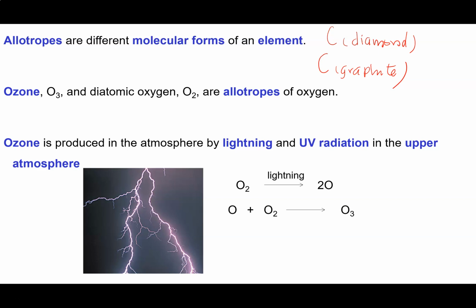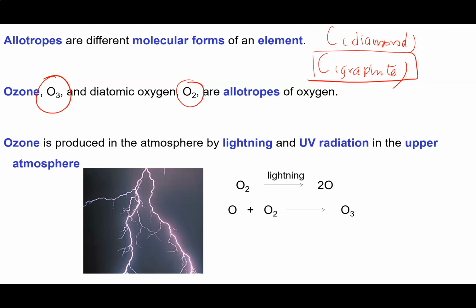Normally there's one much more commonly found form, which in this case, as you probably are aware on the basis of price, is graphite. So ozone is an allotrope of oxygen. Ozone is O3, and the most common form of oxygen is O2. Ozone is a less common form of oxygen.